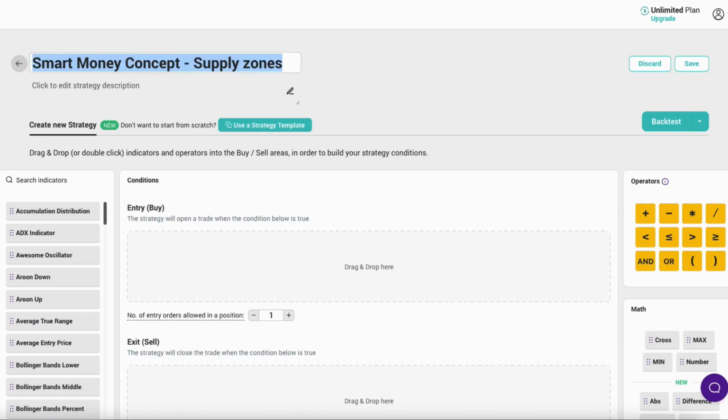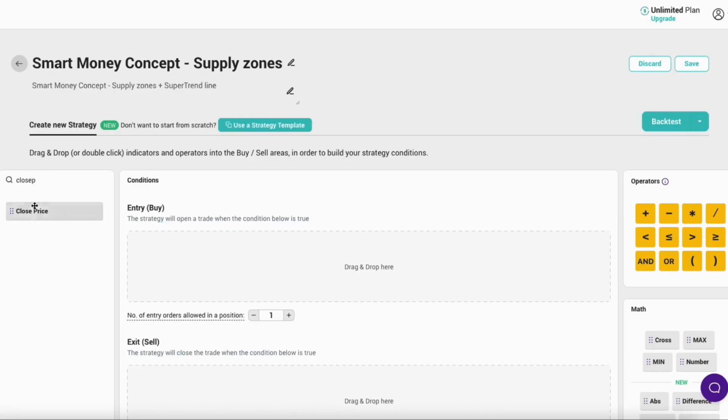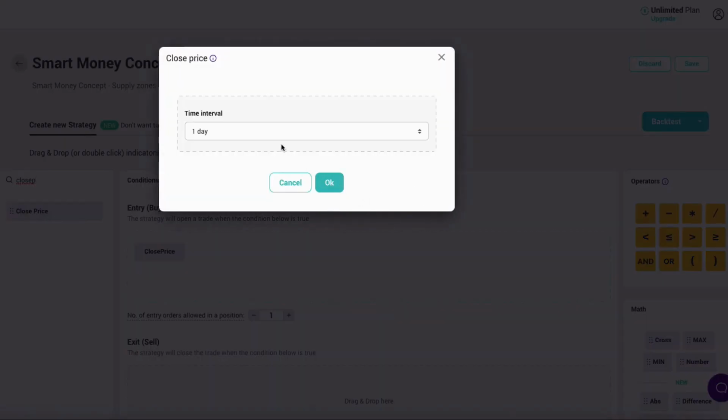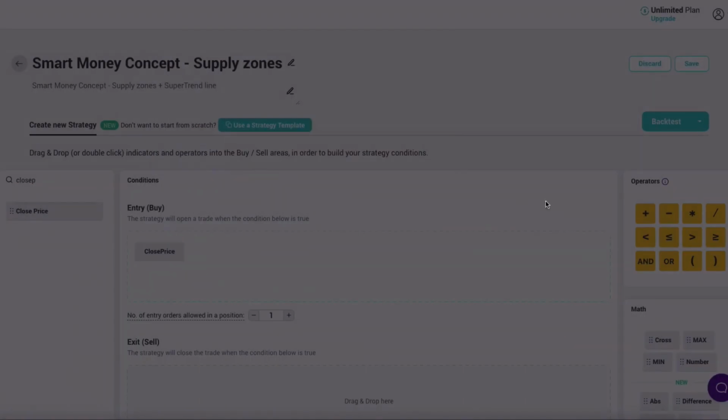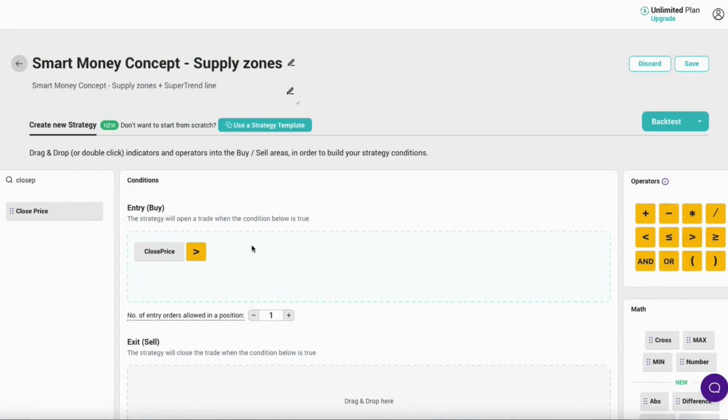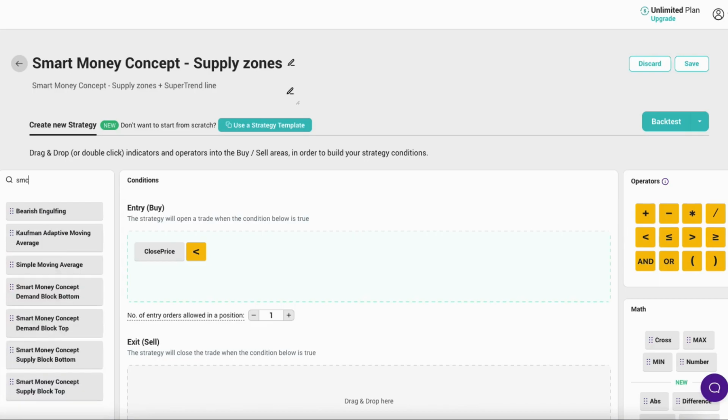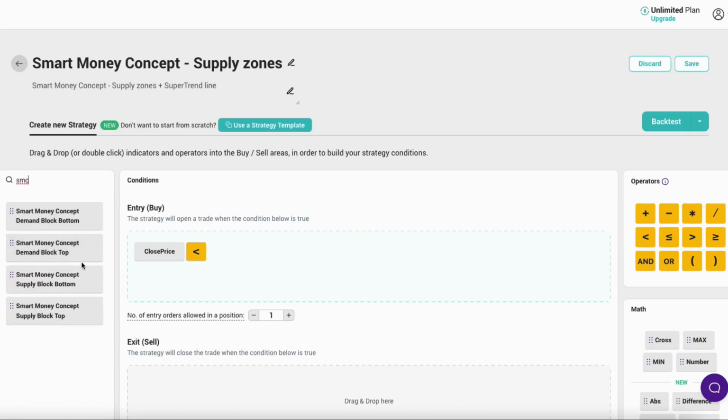As we saw on the chart, we enter a trade when close price touches the demand zone. This rule can be easily created by dragging the close price indicator and setting the time interval to 4 hours. Then we want the close price to be lower than the top of the demand zone rectangle. For this, we drag the lower than operator, and then we need the Smart Money Concept demand zone top indicator.